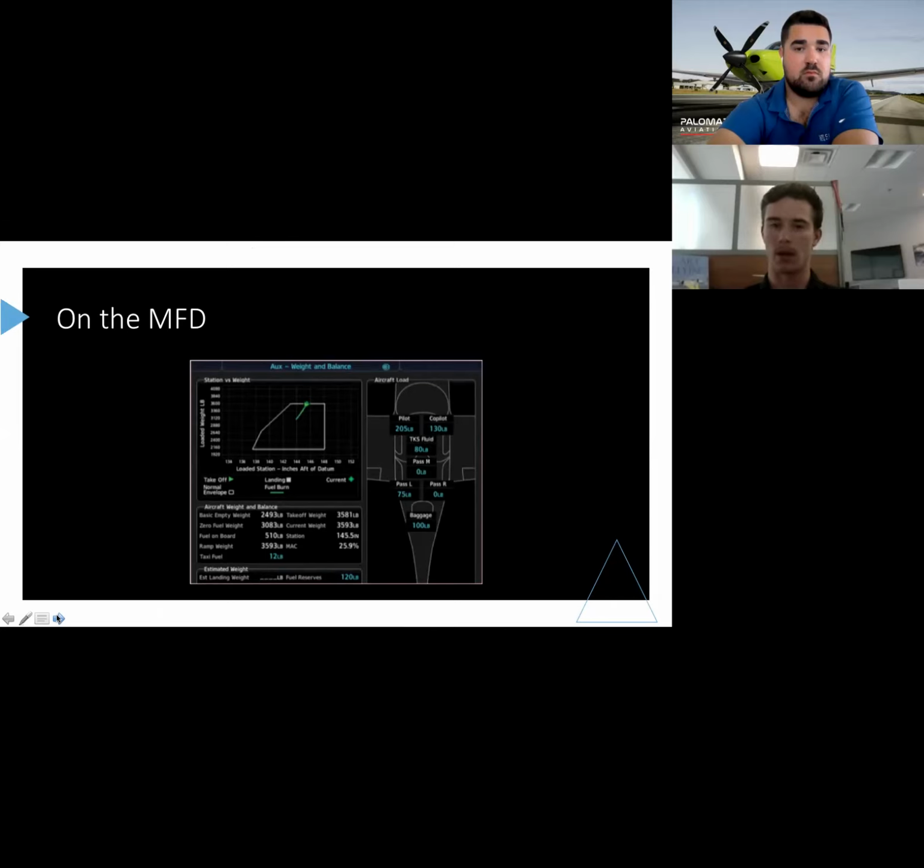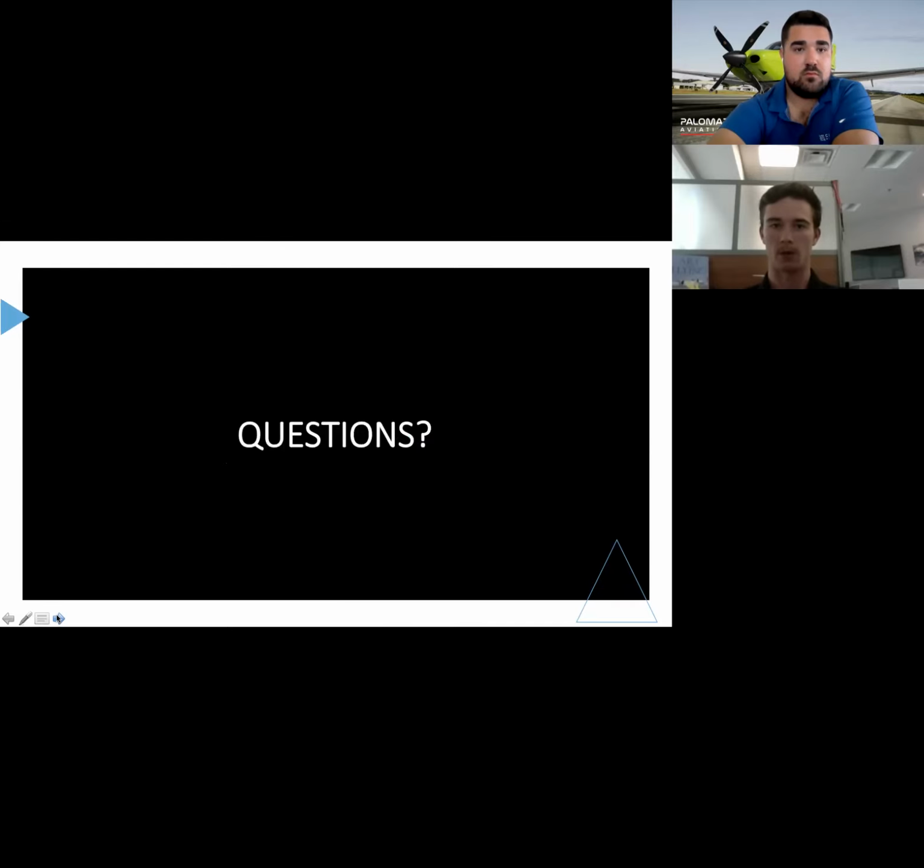Now, if you're doing a flight where you already know that you're going to be very close to either the weight limit or the CG limit, it is a good idea to actually do it on paper so that you can get everything sorted out before you get in the airplane and then realize that you're outside of the CG envelope. Does anyone have any questions?